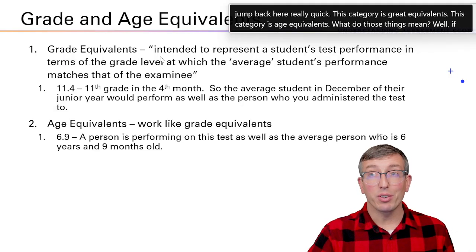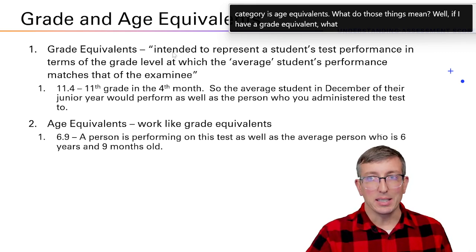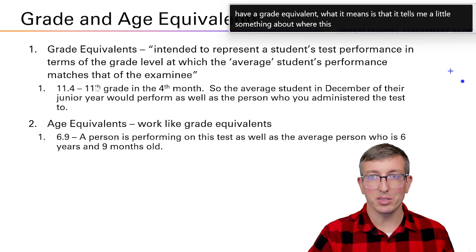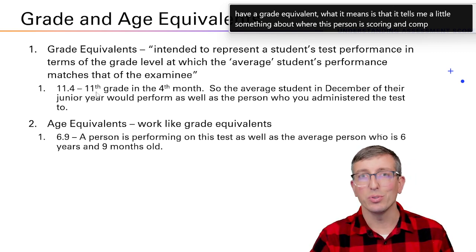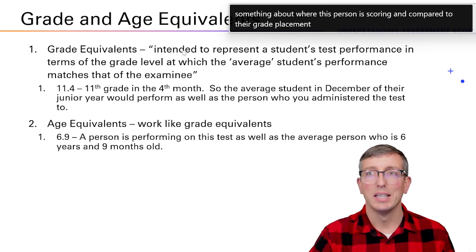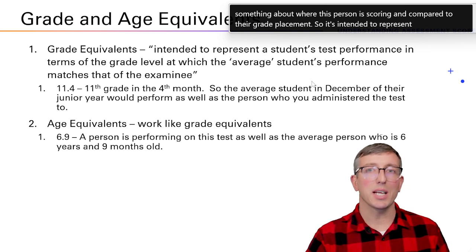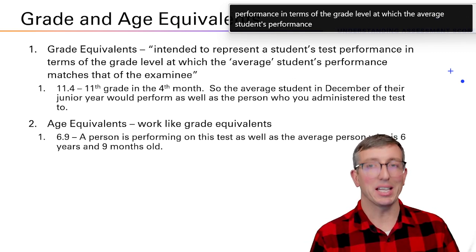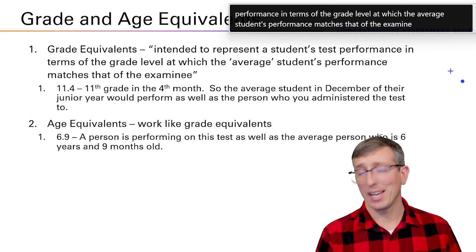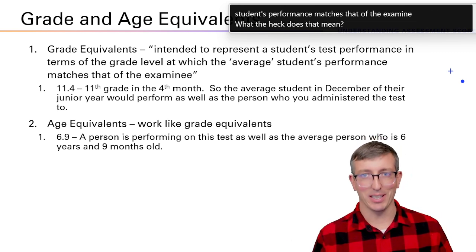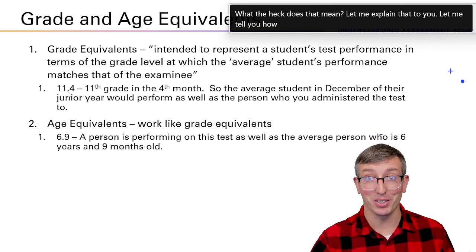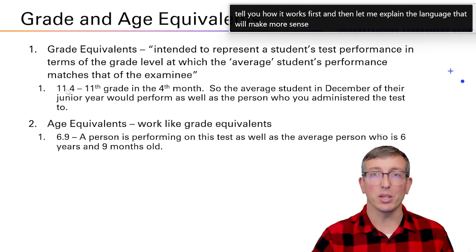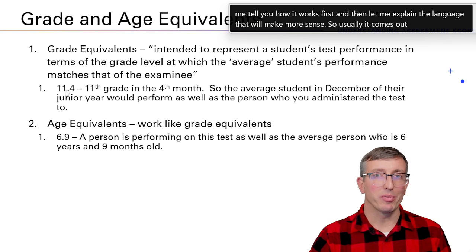Well, if I have a grade equivalent, it tells me a little something about where this person is scoring compared to their grade placement. So it's intended to represent a student's test performance in terms of the grade level at which the average student's performance matches that of the examinee. What the heck does that mean? Let me tell you how it works first, and then let me explain the language. That'll make more sense. So usually it comes out in a number very similar to this one.